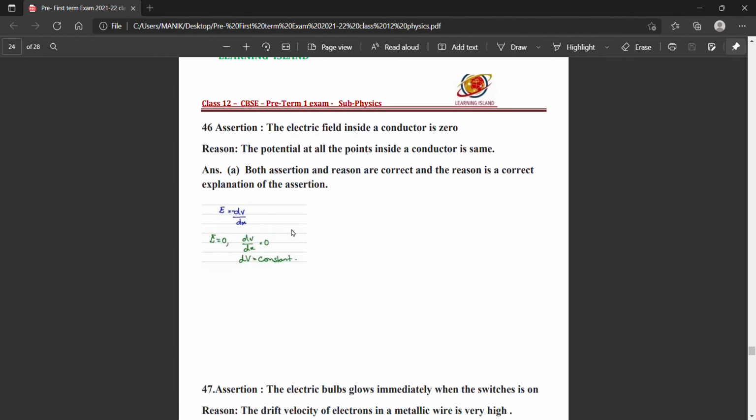Question number 46. Assertion: the electric field inside a conductor is 0. Yes, this is correct. Reason: the potential at all the points inside the conductor is the same. Both assertion and reason are correct, and the reason is a correct explanation of the assertion.